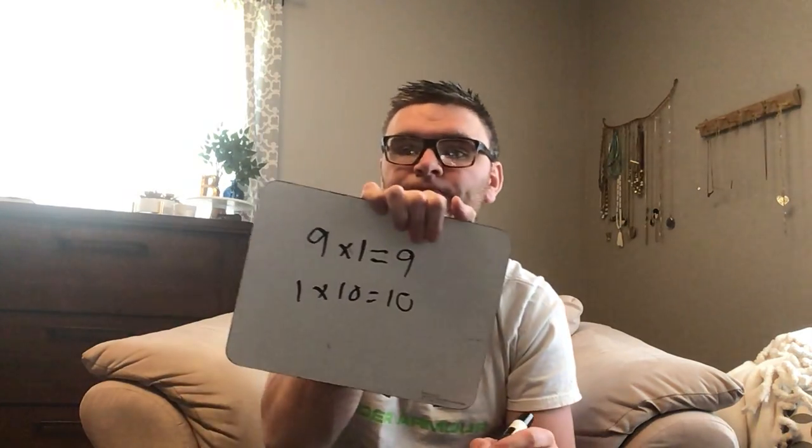1 times 6. I think you're getting the pattern. The answer is going to be 6. 1 times 7. Answer is going to be 7. 8 times 1. Answer is 8. 9 times 1. Answer is 9. 10 times 1 or 1 times 10. Answer is going to be 10. 1 times 11. Answer is going to be 11. And 12 times 1. Answer is going to be 12.